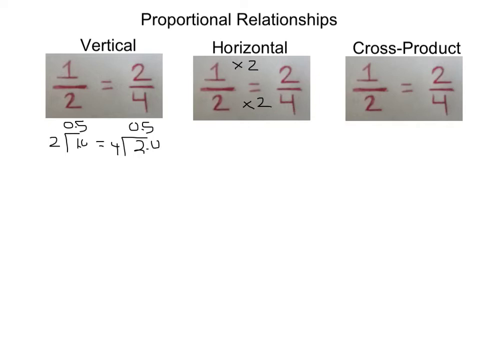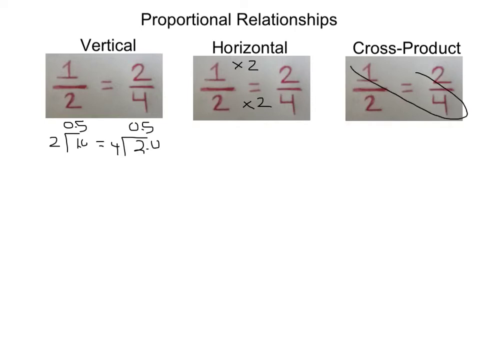Now, the relationship that we're going to be talking about in this video, and the one you'll probably use the most, is the cross product relationship. The cross products are literally the products of numerator times denominator of the other fraction and denominator of the first fraction times numerator of the second fraction. So let's see how that works.